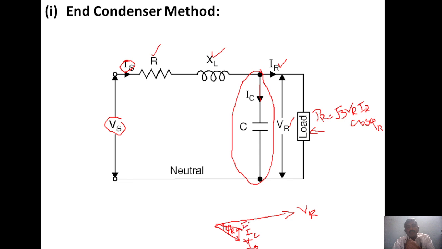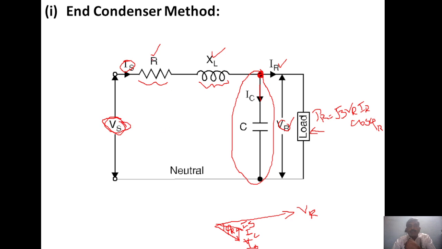From the diagram, look at this. This is the node point. The incoming current is Is, and the outgoing current is IC plus IR. So Is equals the sum of IC plus IR. Now come to the drops. One drop is across the line resistance and another drop is across the line inductance. The sum of these two drops with the receiving end voltage will give the total sending end voltage.